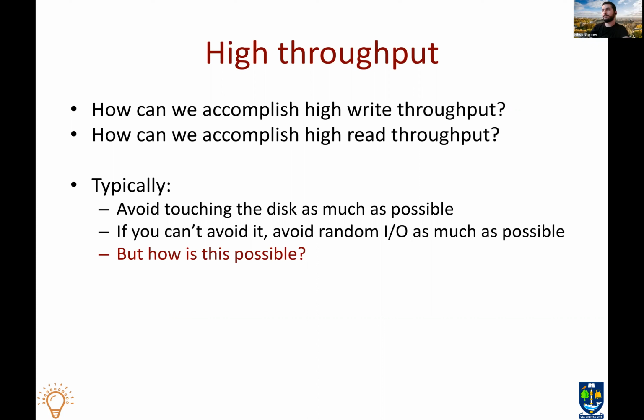Right? Store things in RAM, caching, yeah. So by caching as much as you can and caching aggressively, you can avoid touching the disk. When you can't avoid it though, you need to avoid random IO. How can you avoid random IO?